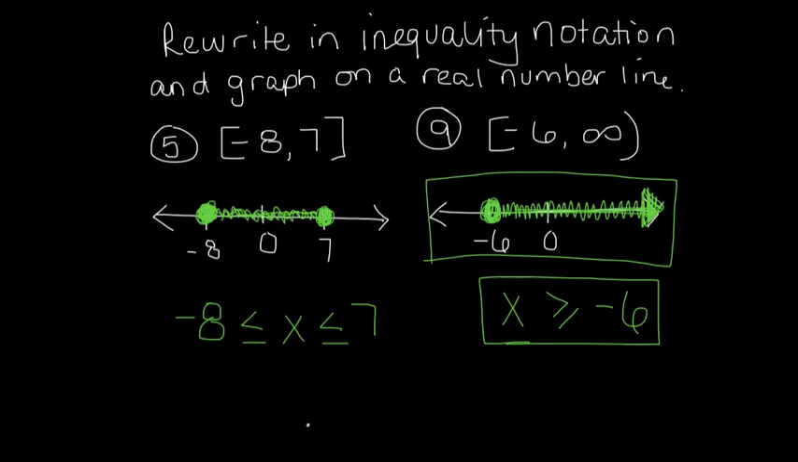This is graphed on a real number line. This that we started off with is interval notation. All three of these values represent the same amount. They all represent the same information.